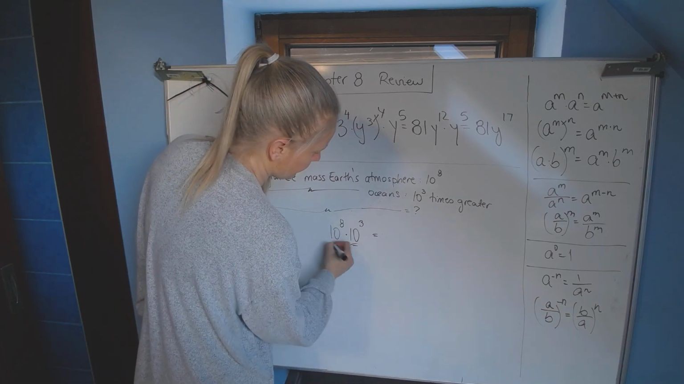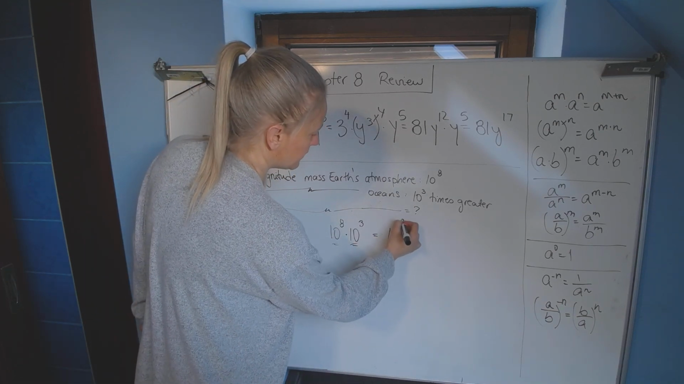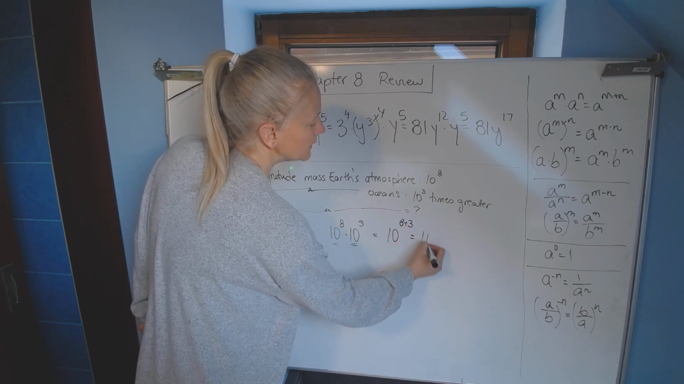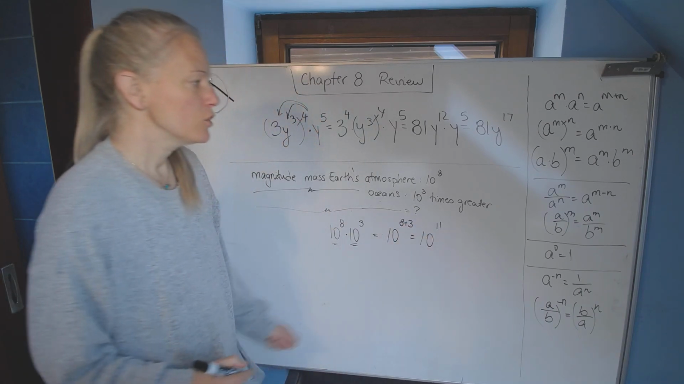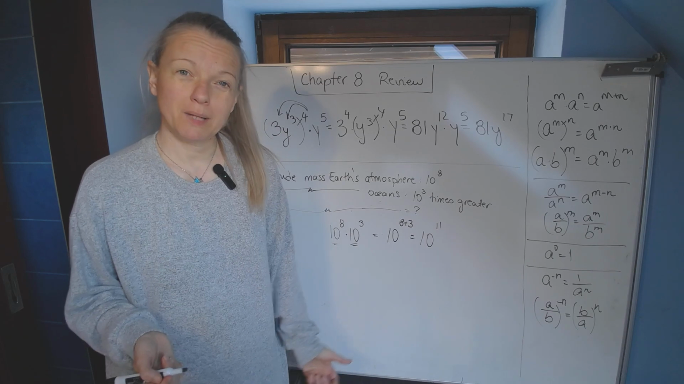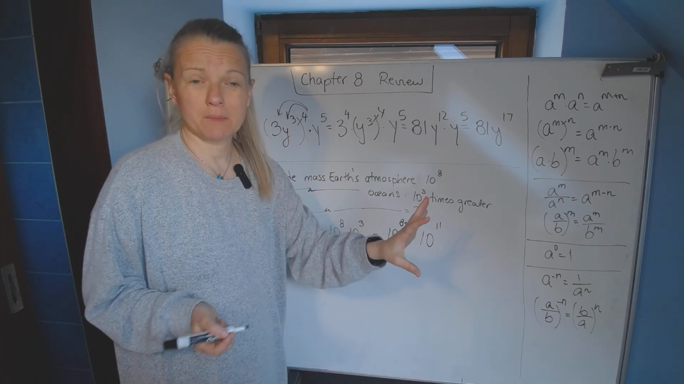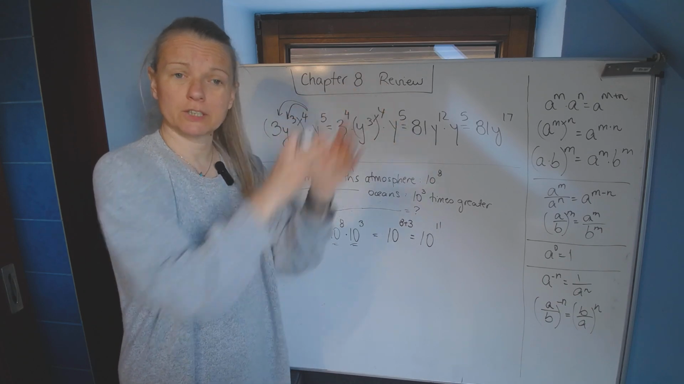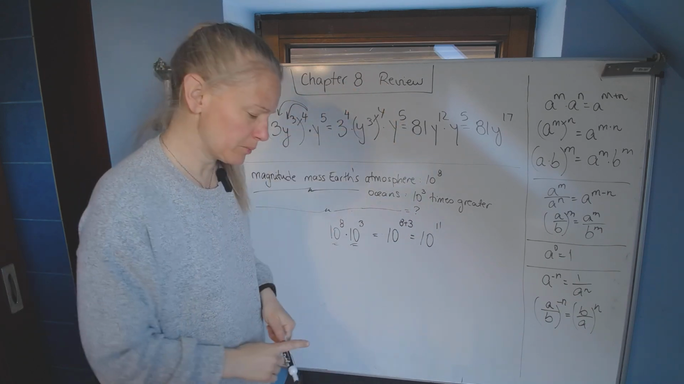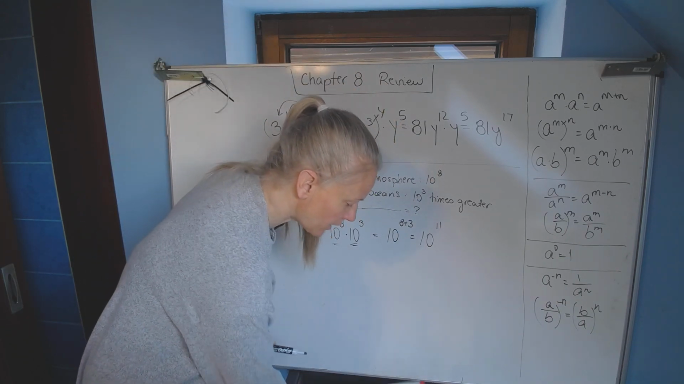Same base. We copy the base. It's 18 plus 3, or 10 to the 21st. So times would mean multiplying. If you had the whole mass is this, one of them is this much, how much of this is in the first amount, then we divide. We did some problems like that. So that would be your 8.1.